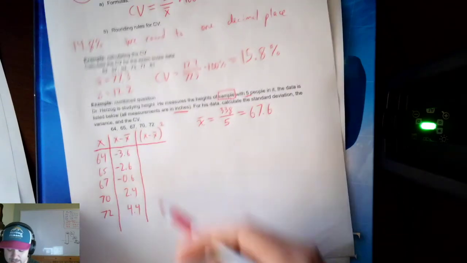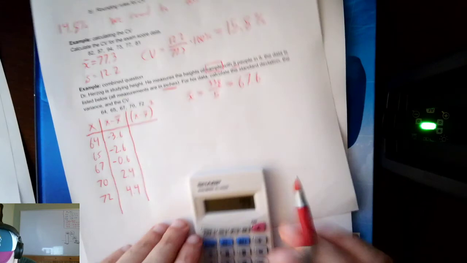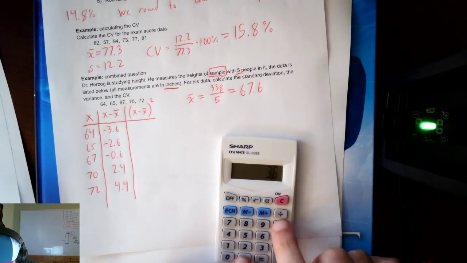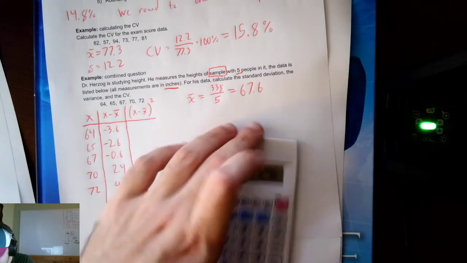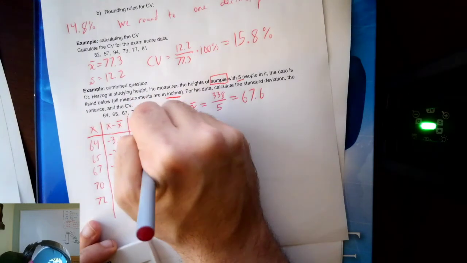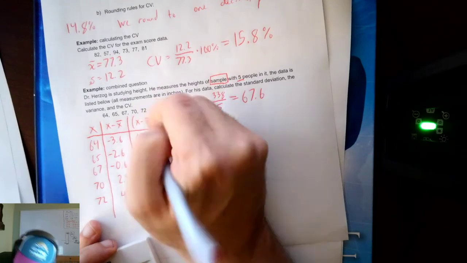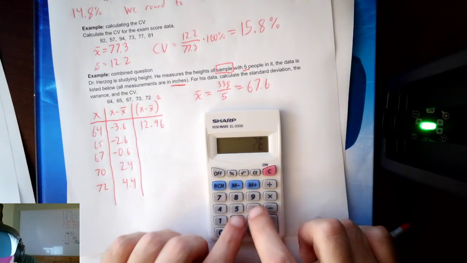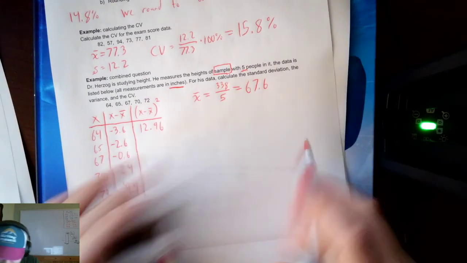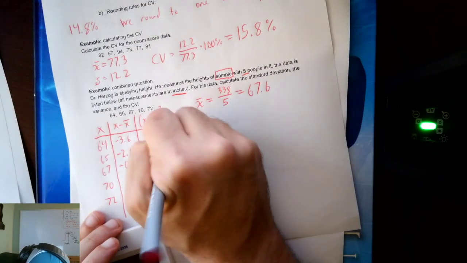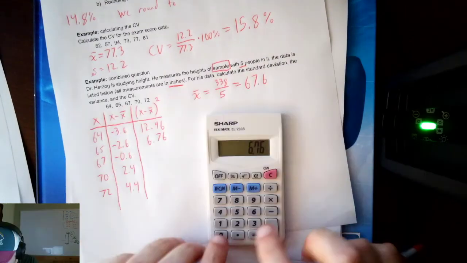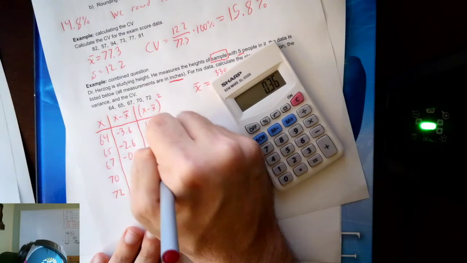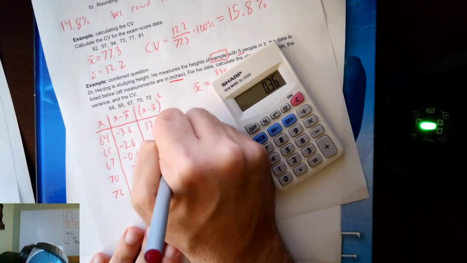Next, I need to calculate my last column by squaring, right? Remember, negative numbers squared are positive numbers, so 3.6 times 3.6, squaring it, gives me 12.96. 2.6 squared, I think it'll be about 676. Hey, 676, cool. 6.76. 0.6 squared, it'll be 0.36. Yep, always good to double check with the calculator first, though.